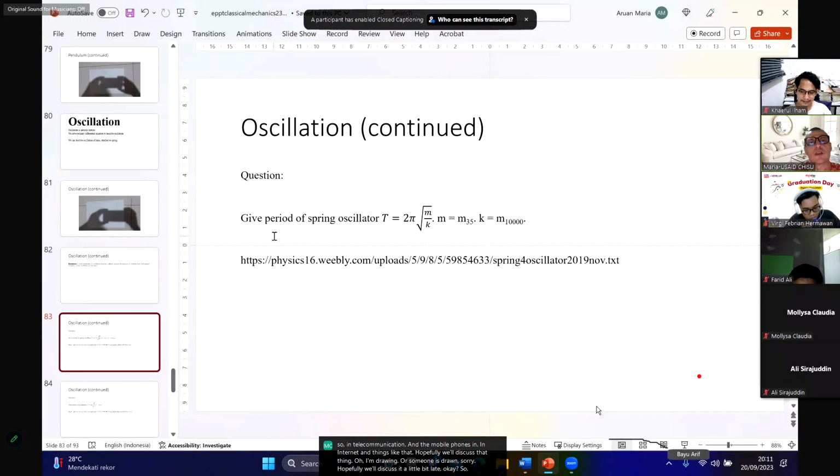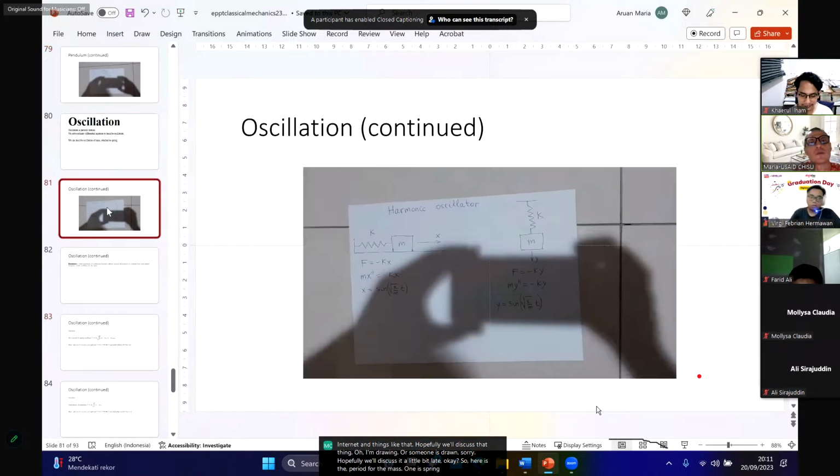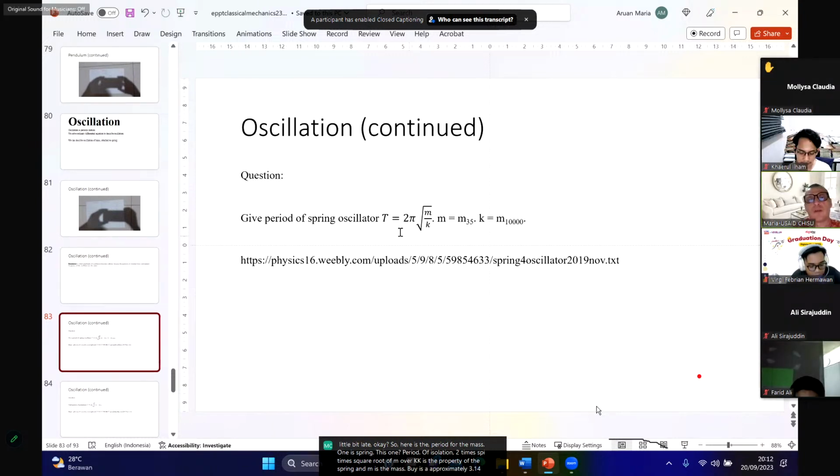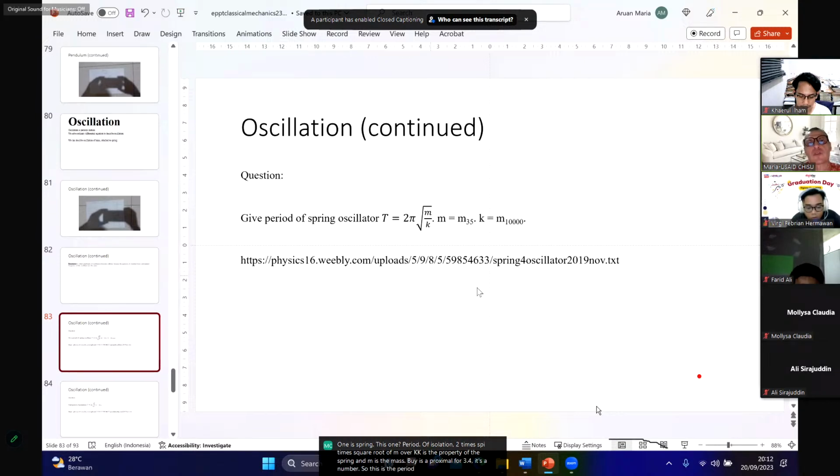So here is the period for the mass on a spring, this one, period of oscillation, 2 times pi times square root of m over k. K is the property of the spring and m is the mass. Pi is approximately 3.14, it's a number. So this is the period T, and I ask you to calculate this period. Make sure it's in seconds. Period is measured in seconds, yeah?